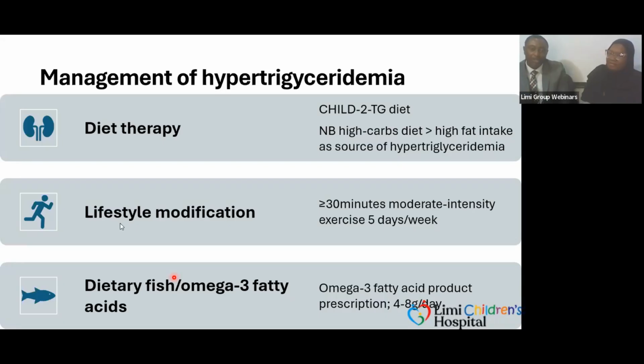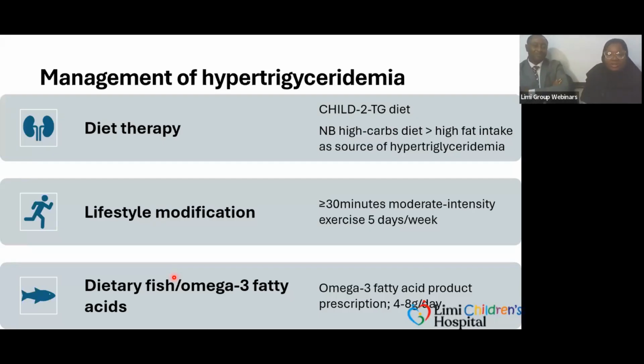The components were discussed in the previous slides. Note that high carbohydrate diets can cause elevated triglycerides, in fact more than high fat intake, through lipogenesis from substrates that are primarily carbohydrates. That's why the Child 2 triglyceride diet talks about taking more complex carbohydrates and increasing healthy fats.